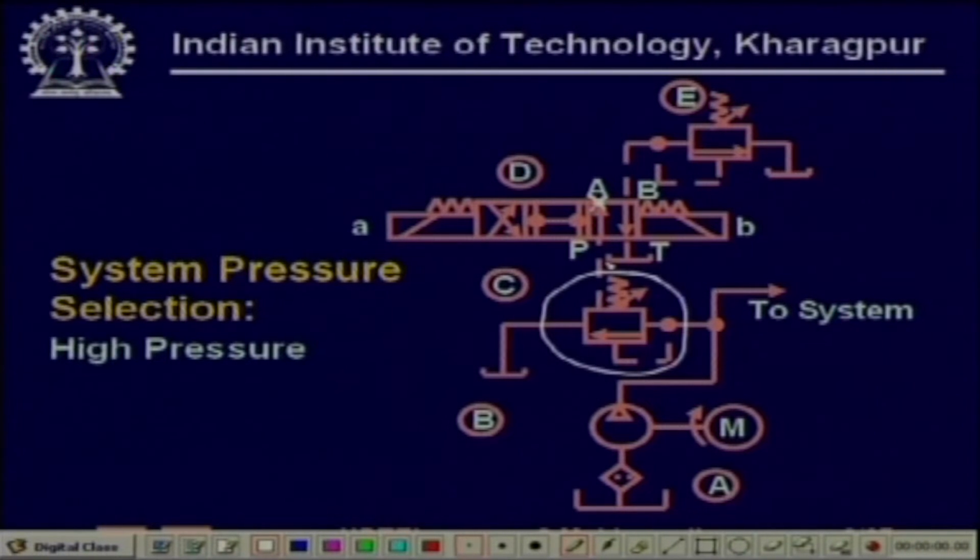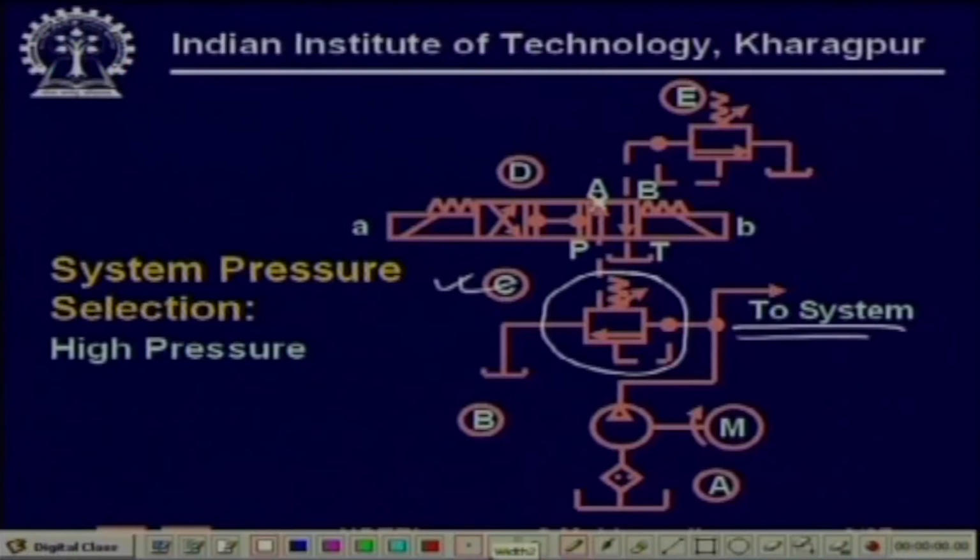Now the system pressure gets limited by the setting of the valve C itself, and since the setting of the valve C is higher than that of E, we can limit the system pressure to a higher level. So, you see that we are able to achieve this by either energizing A, energizing B, or energizing none. So, we can select the system operating pressure mode. This is our second example.